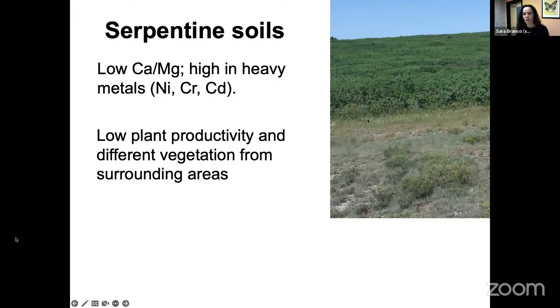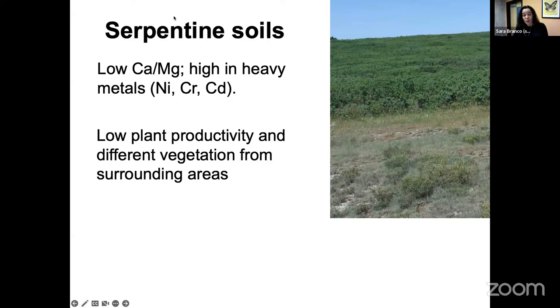So in this picture, what I'm showing you is the boundary between serpentine and non-serpentine soil. And you can see that the plant species that you find on each soil type are very different. The serpentine one looks way more sparse and drier. And if you look into the plants that live here, they're going to be completely different from the plants that live in the non-serpentine soil.